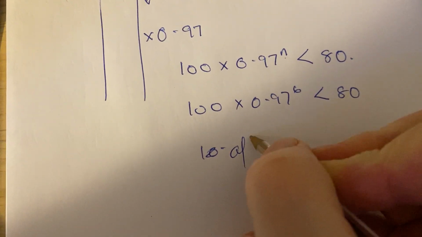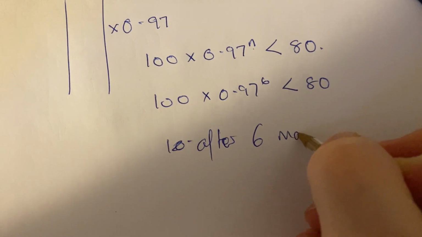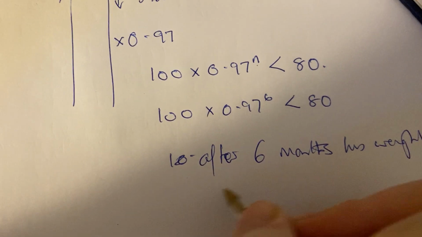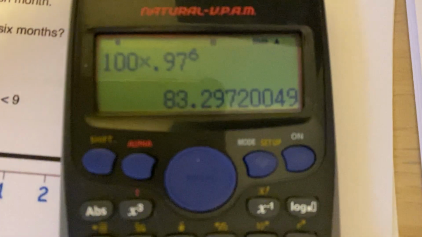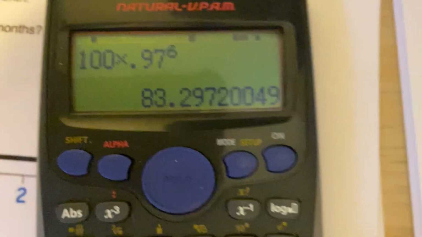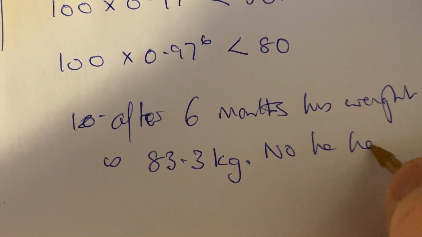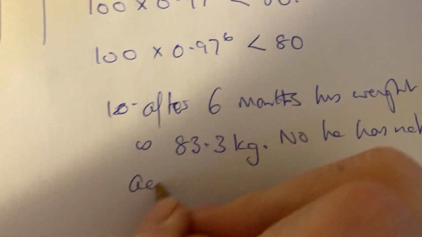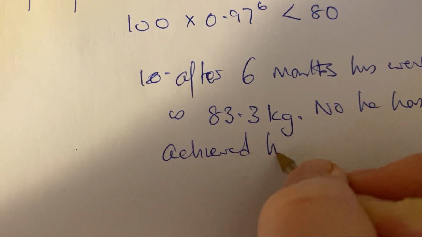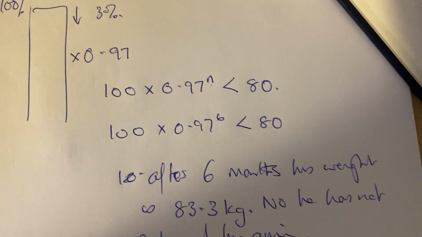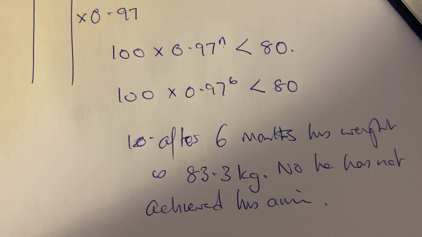So after 6 months, his weight is 83.3 kilograms. So the question was, has he achieved it? Therefore you have to answer it, no, he has not achieved his aim. And you've got to write it all like that. And that's how you do those sort of questions. Kind of neat, aren't they?